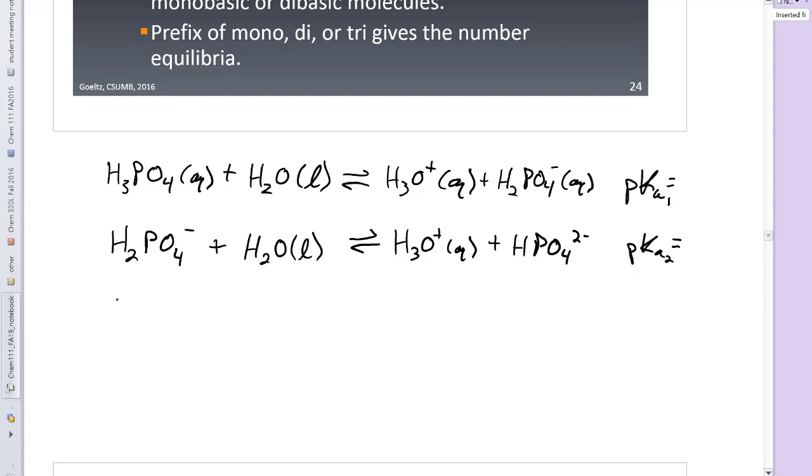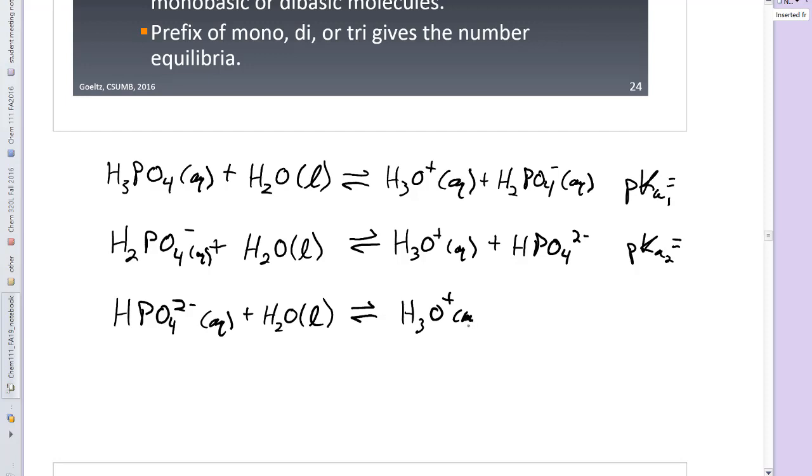So let's start that again. Let's take our product and lose another proton. Oops, that should be aqueous. This is aqueous, and that will react with water to, again, give H3O plus and A minus, which is PO4 3 minus, and that will have a pKa as well.